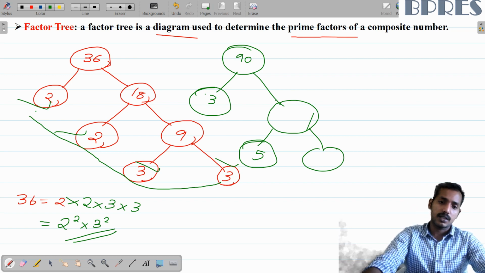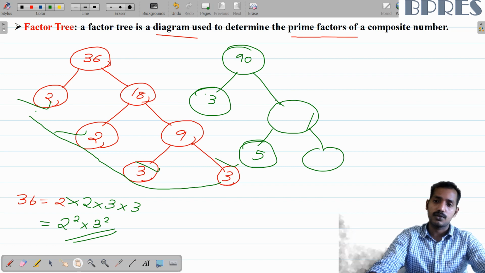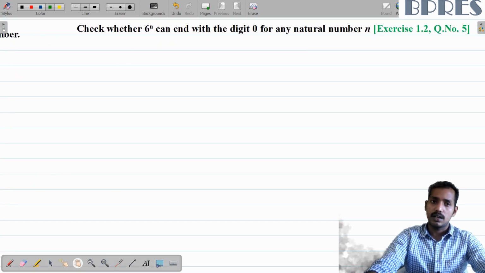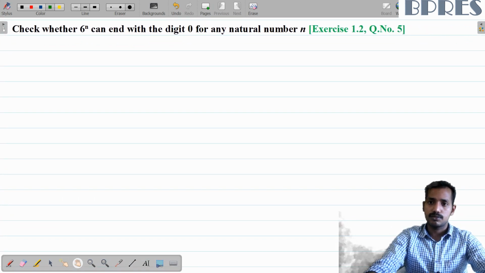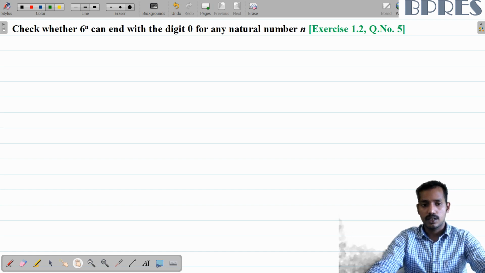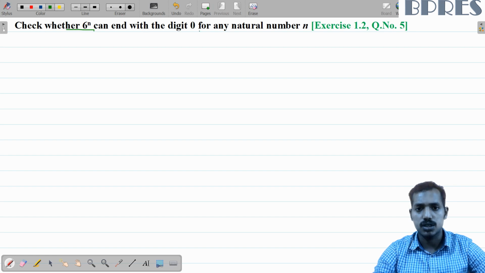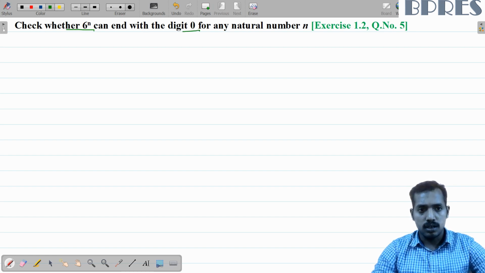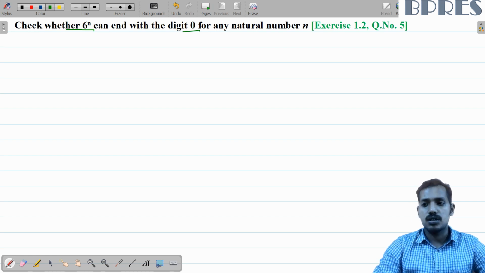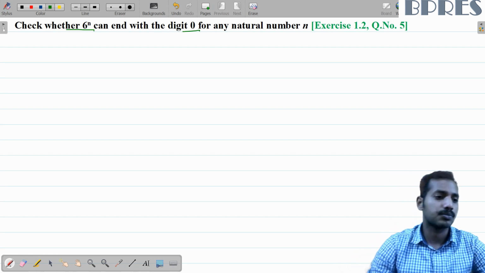Okay, next we can discuss another kind of question that is very important, which comes under the fundamental theorem of arithmetic. The question is: check whether 6 raised to n can end with the digit 0 for any natural number n. Here we are going to use the fundamental theorem of arithmetic to solve this question.